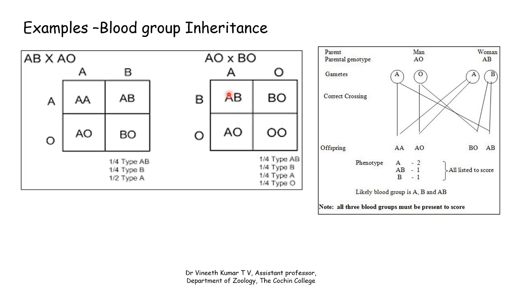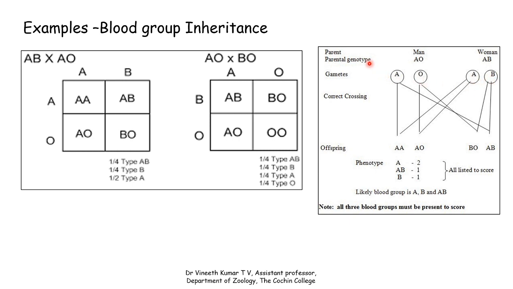From the Punnett square, you can see AB, heterozygous for B, and heterozygous for A and O. So, this is another example. Here, a man is heterozygous for A and the woman is AB. You can see the gametes: one parent has two types of gametes, IA and IO. Here also you will have two alleles, IA and IB.